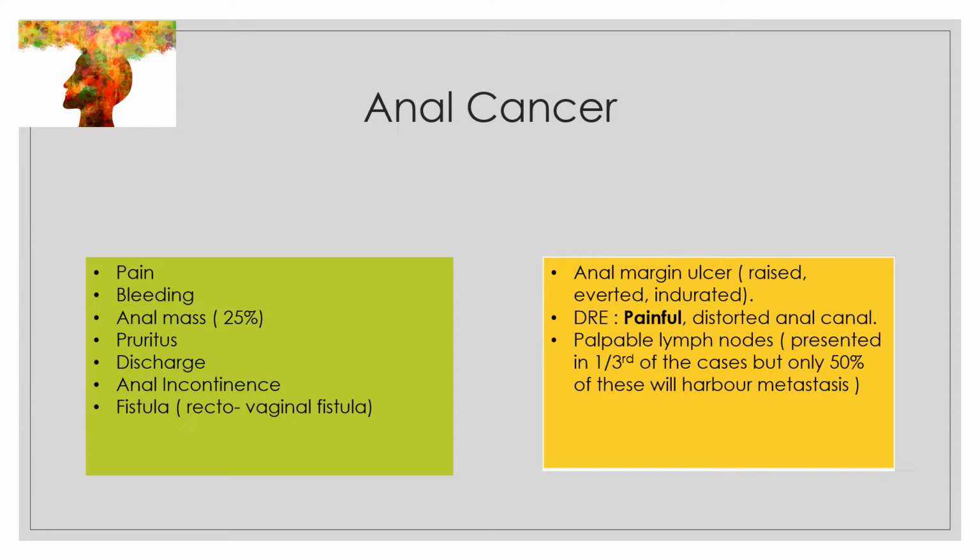Anal cancer presents in various ways. The diagnostic workup includes a clinical history and examination. Patients typically present with pain and bleeding. In fact, it's a very painful condition sometimes. 25% of the cases present with an anal mass. There is also pruritus, discharge, history of anal incontinence, or features of rectovaginal fistula.